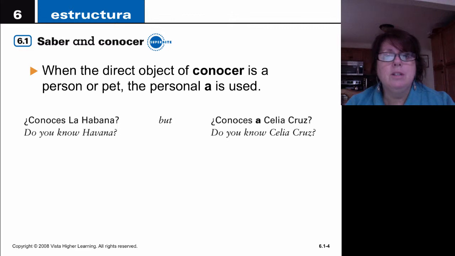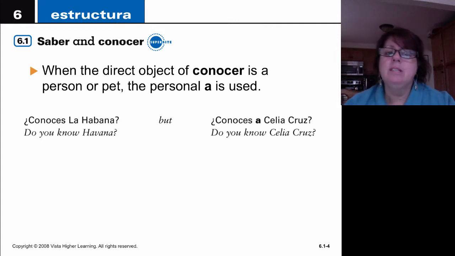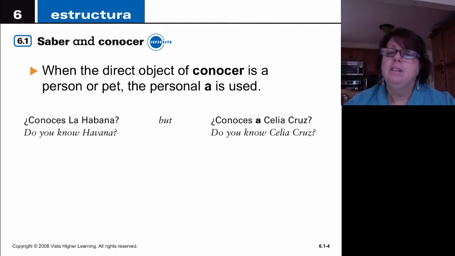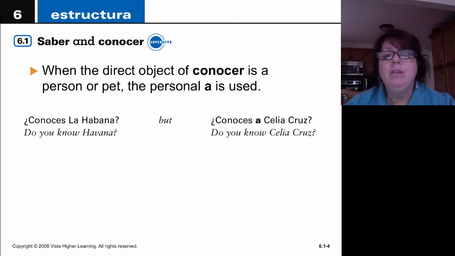So, when the direct object of conocer is a person or a pet, the personal a is used. So if I say, ¿Conoces La Habana? Do you know Havana? You do not need an a because it's a city. But if I say, ¿Conoces a Celia Cruz? Do you know Celia Cruz? Then you need that personal a. We know that, for example, Todd has a dog named Ellie, right? ¿Conoces a Ellie? Do you know Ellie? Yo no la conozco, pero yo quiero conocerla. I don't know her, but I'd like to know her.